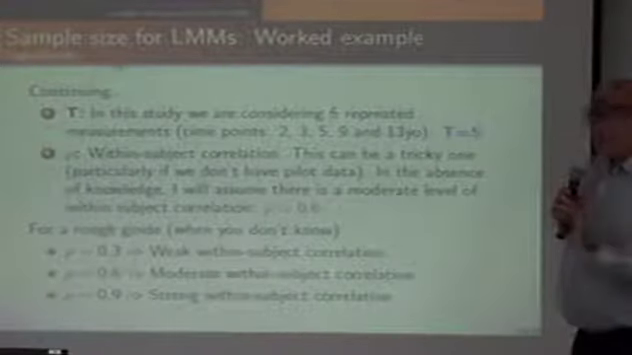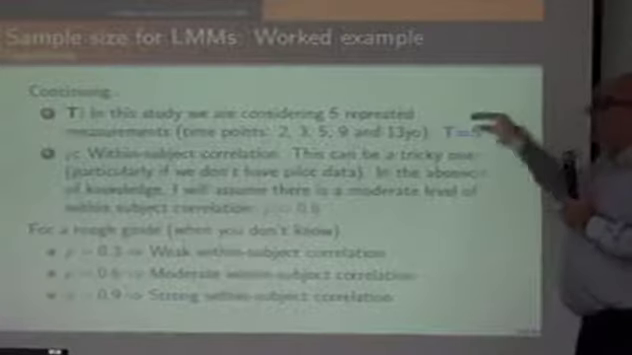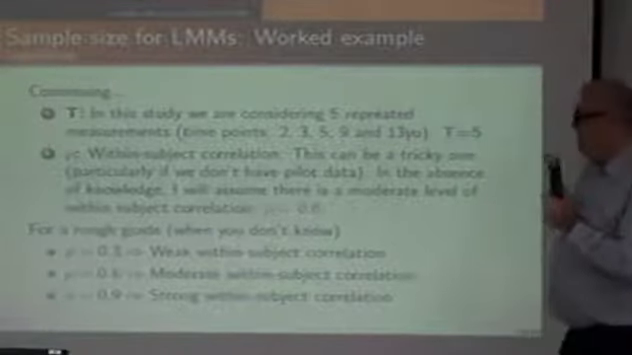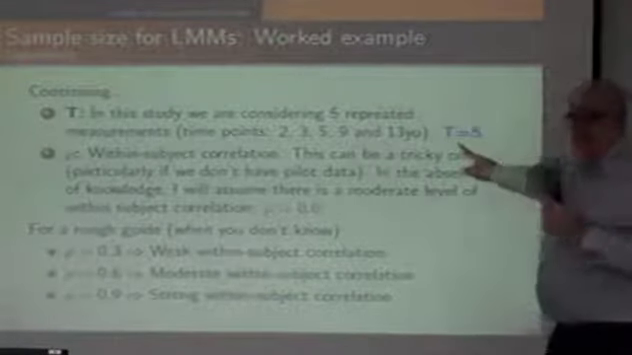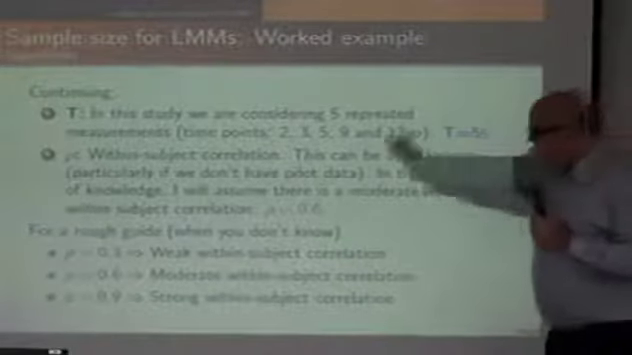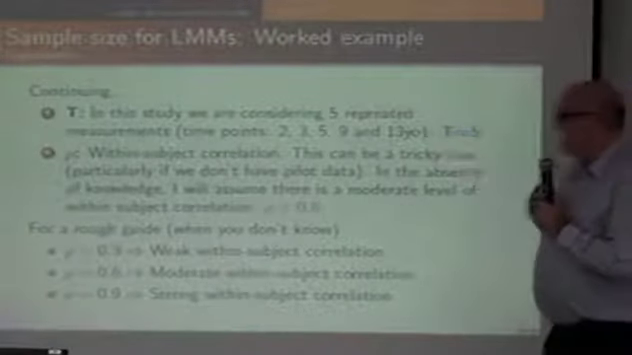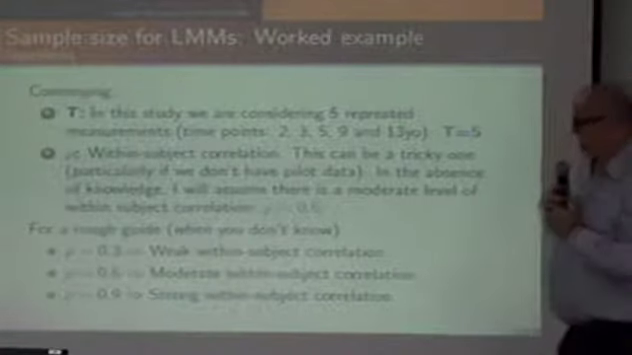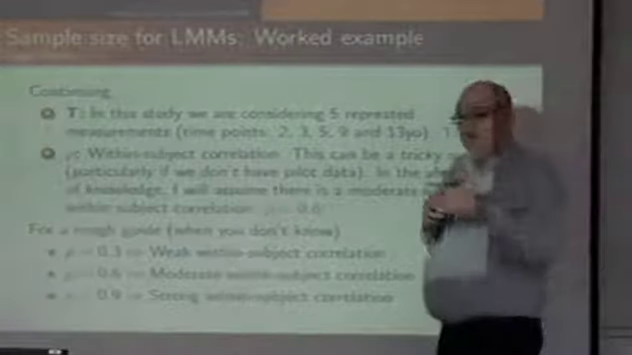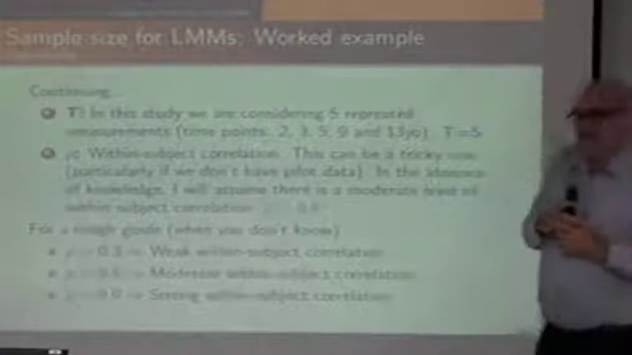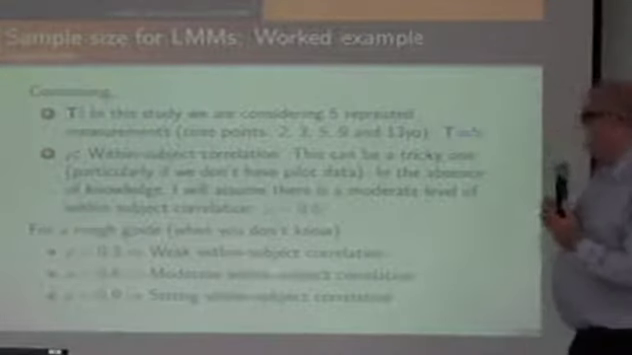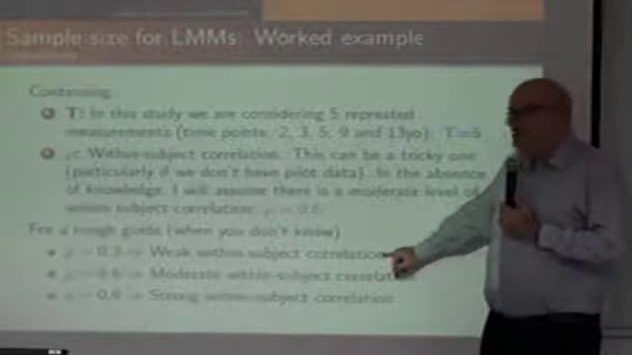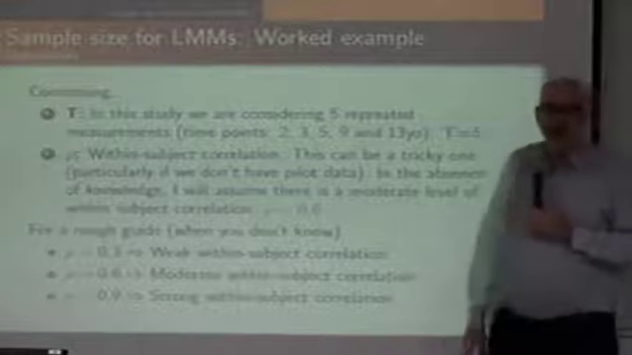The things that are specific to longitudinal data is T. In this study, we are considering 5 repeated measurements. So 5 time points, so capital T equals 5. And this is a bit of a trickier one. We have the within subject correlation. In the absence of knowledge, because I don't have any data yet, I'm going to say that there's a moderate level of within subject correlation, and I'll set it at 0.6. A rough guide that people will often use is if we think it's quite weak, we'll use 0.3, 0.6 for moderate, and 0.9 for strong.